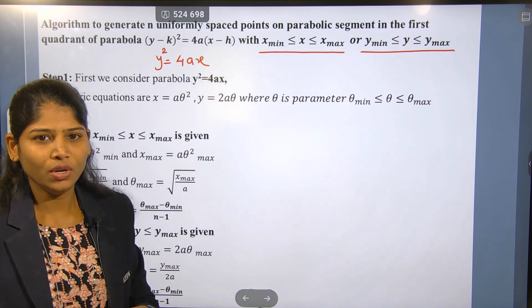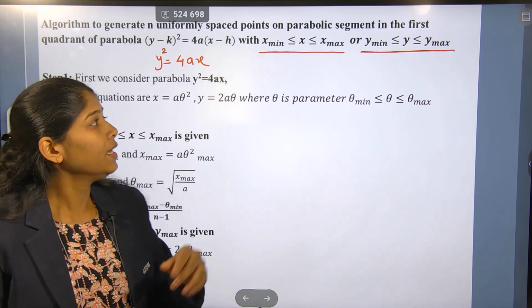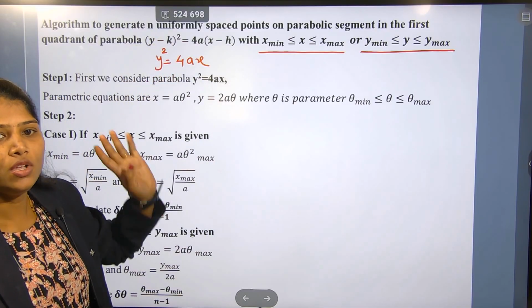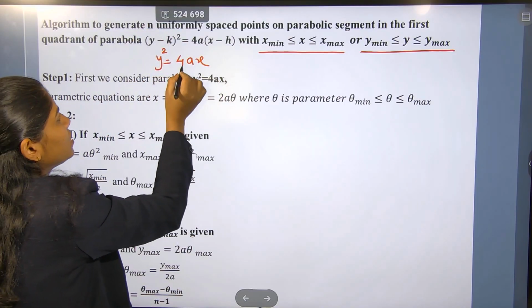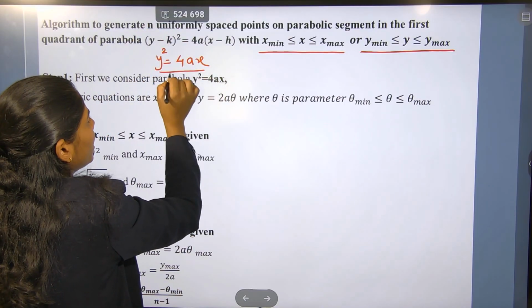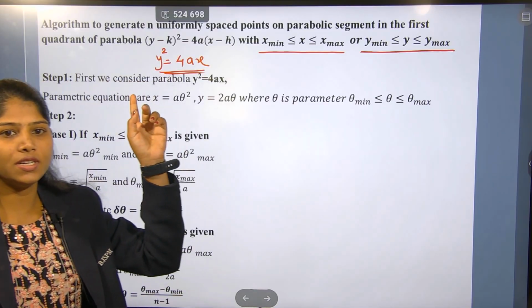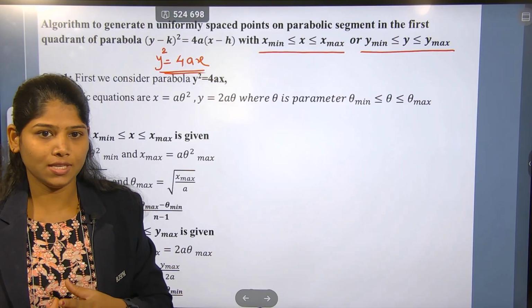रेंज दी रहेगी. ओके. सो आपको क्वेश्चन सॉल्व कैसे करना है, इस टाइप का एग्जाम्पल होगा तो भी और इस टाइप का एग्जाम्पल होगा तो भी आपको क्या करना है, फर्स्ट आपको y स्क्वायर इज इक्वल टू 4ax इस फॉर्म में लिखना है, जो भी आपका इक्वेशन होगा वो इक्वेशन. सो फर्स्ट वी कंसिडर द पैराबोला y स्क्वायर इज इक्वल टू 4ax.